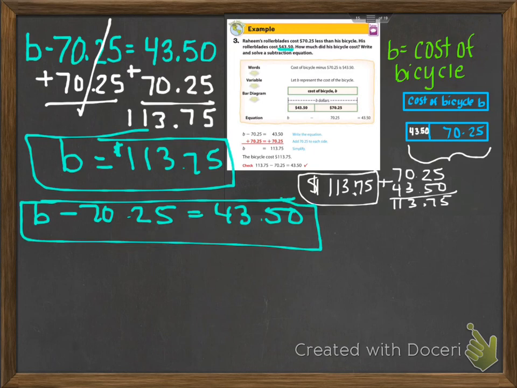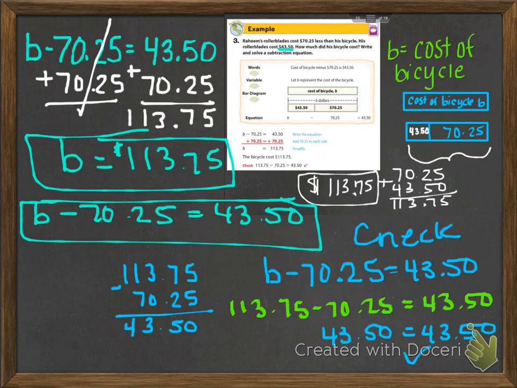Last piece to this is you want to make sure that you have checked it as well. So now off to the side, you can see where I've checked it in blue and green. I started with the original equation that we came up with, which was B minus 70.25 equals $43.50. Then I plugged in my answer, which was $113.75. So $113.75 minus $70.25 equals $43.50. And one of the most important parts here is that I actually did set up the subtraction problem so that I could make sure that subtraction does work out, and then and only then will I put a check mark on the bottom.